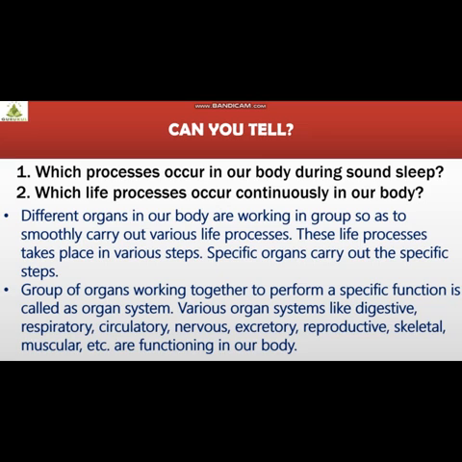A group of organs working together to perform a specific function is called an organ system. Please mark this in your textbook. Definition of organ system. Students, various organ systems like digestive, respiratory, circulatory, nervous, excretory, reproductive, skeletal, muscular, etc., are all functioning smoothly in our body. Please remember the pronunciations that I have used. I am particularly stressing the words so that you understand how to pronounce them.